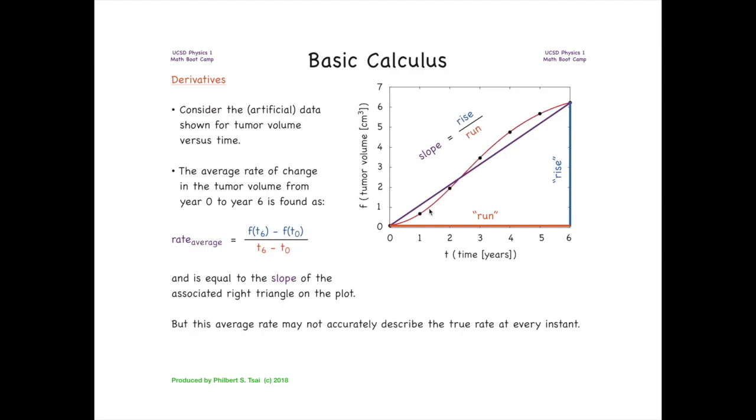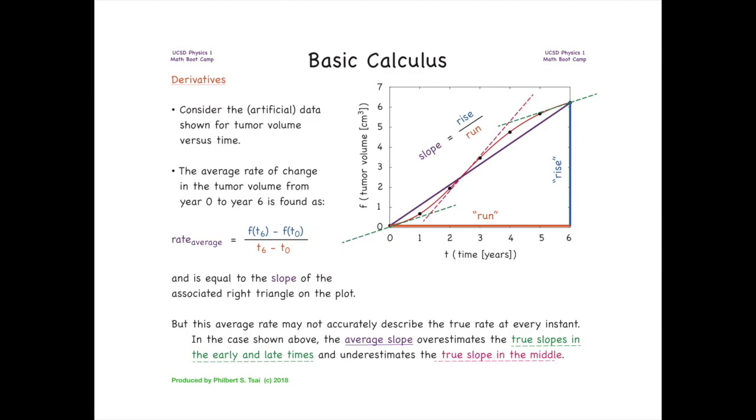But as you can see, the average rate, which is the slope of this large right triangle, may not accurately reflect the true rate at every instant, as drawn here in this orange curve. In this case, the average slope overestimates the true slope at both the early times and the late times, where you can see the purple hypotenuse has a much higher slope than the local slopes shown in this dashed green line. At the same time, we see that the average slope in this plot underestimates the local true slope in the intermediate years.